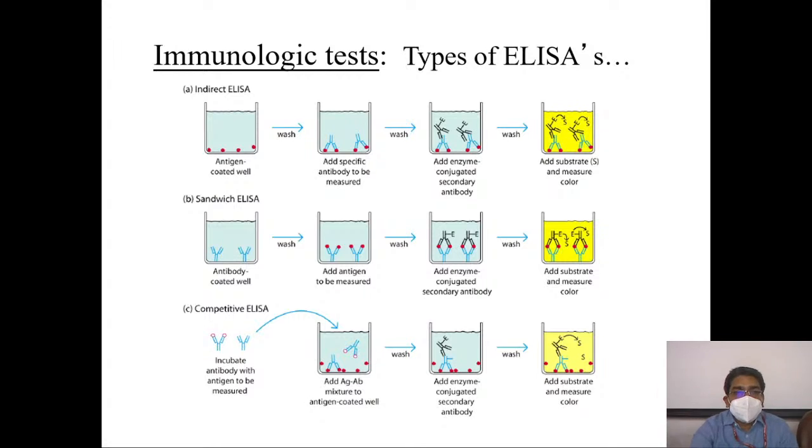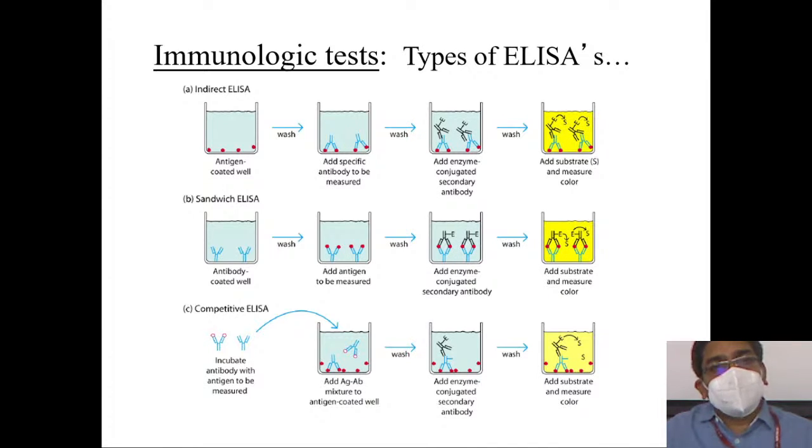Okay, so these are the different examples or formats. First is the indirect ELISA, in which, let's say, antigen is coated and antibody comes, the blue antibody. If the antibody is there, it will bind. Then we add an antibody which is bound with the enzyme, which we saw in the earlier reaction. Now substrate is added, it changes the color.